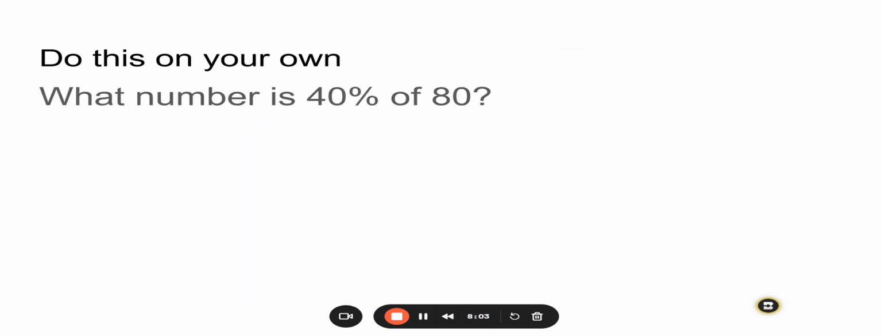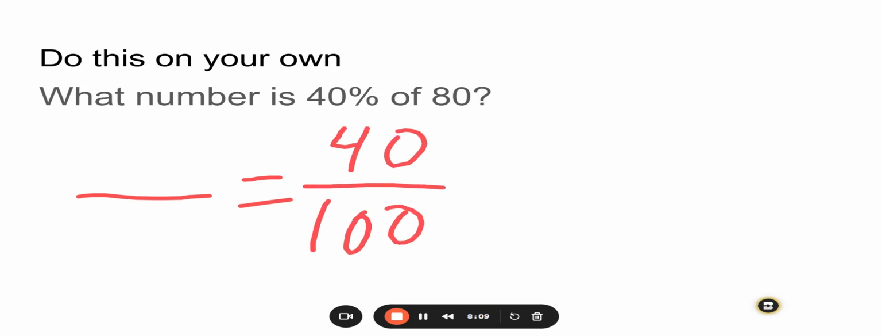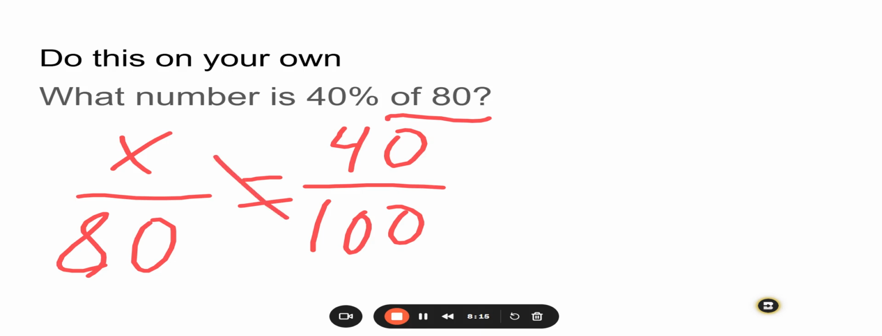What number is 40% of 80? All right, 40%, so 40 is going to go up here, over 100 of 80, so 80 is going to go at the bottom here. And is the what we're going to try to find out. X times 100 equals 100x.